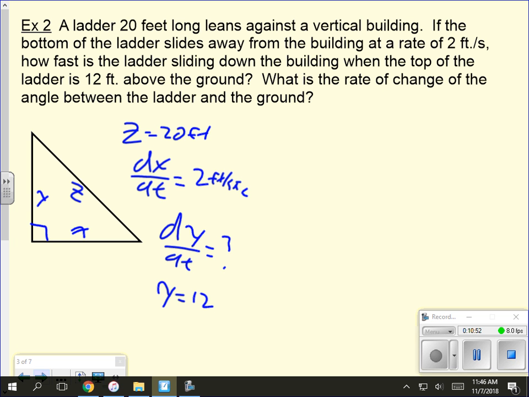Now, what equation do you think best describes this situation? Pythagorean theorem. You've got a right triangle. It's either going to be right triangle trig or it's going to be the Pythagorean theorem. You only use trigonometry when you're talking about angles. I am not yet talking about any angles. At this point I am just talking about the sides. If all I'm talking about is the sides, the Pythagorean theorem is your best friend. So I'm going to use x squared plus y squared is equal to z squared.